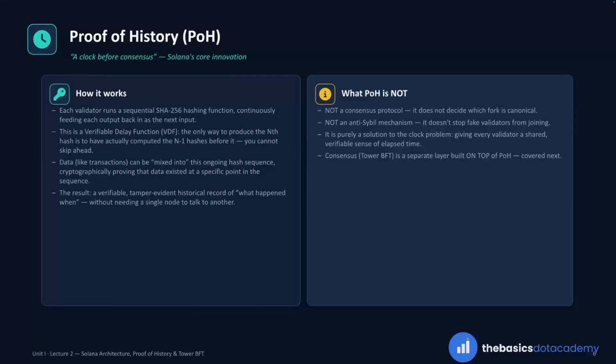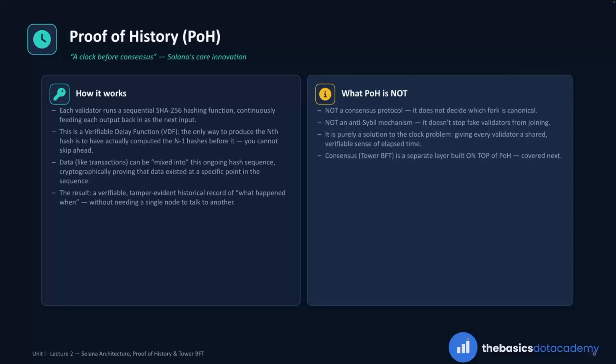What is PoH not? First, it is not a consensus protocol. It does not decide which fork is canonical. It is not an anti-Sybil mechanism, that is, it cannot stop fake validators from joining the Solana network. It is purely a solution to the clock problem, which gives every validator a shared, verifiable sense of elapsed time. Consensus is Tower BFT, which is a separate layer built on top of proof of history, which we are going to cover next.